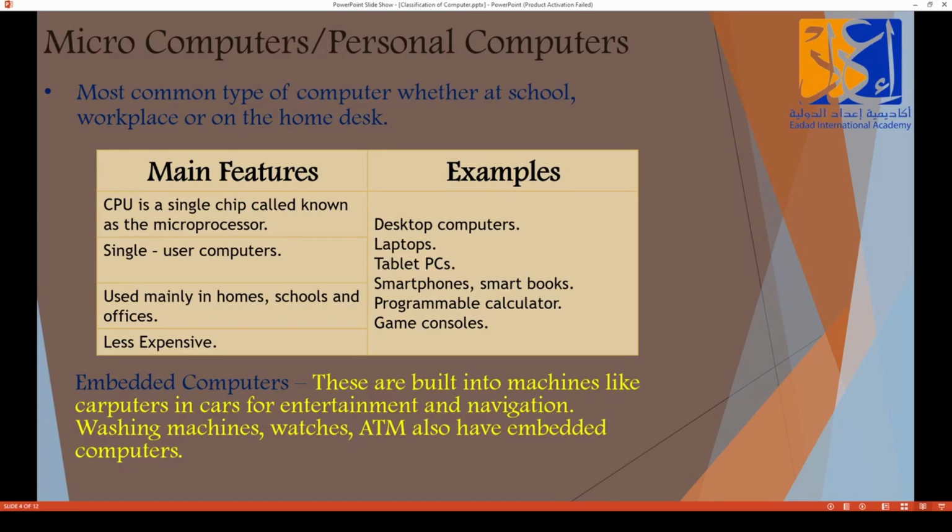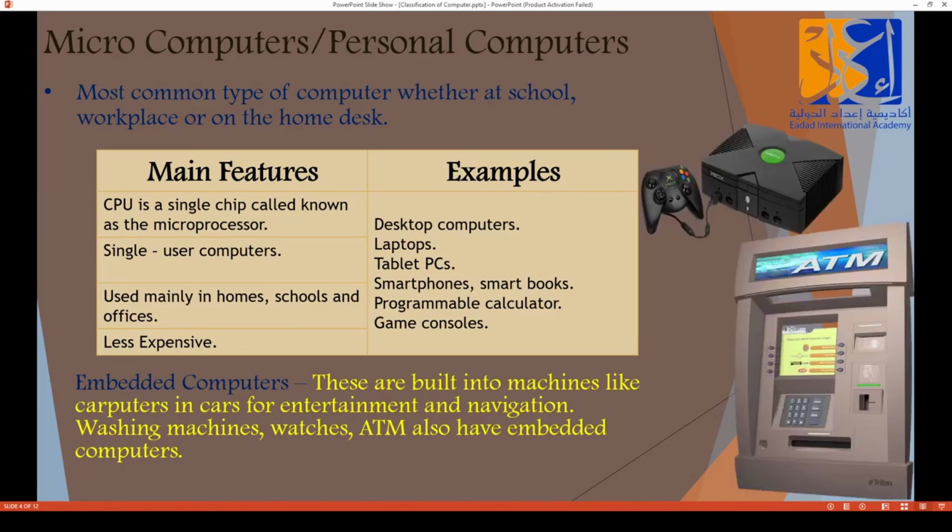Then also we have them in washing machines. Also computers are embedded into watches. Also in ATMs, so they have embedded computers also. Clear? In Xbox also. See, that's why we can see a picture of Xbox, that these have embedded computers in them. Cars, washing machines, watches, ATMs, and there are many more which have computers embedded into them. Clear? Okay. Next, workstations. What are workstations? It's a powerful single user computer.